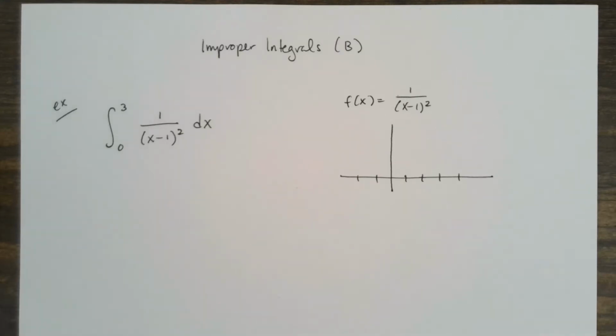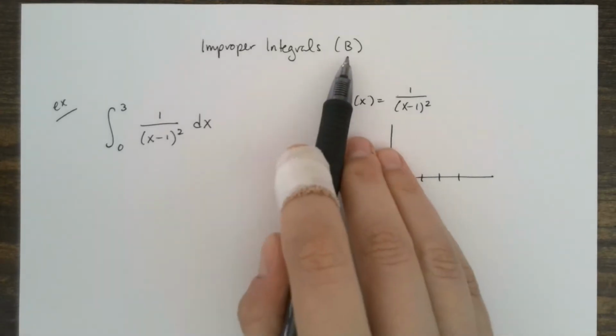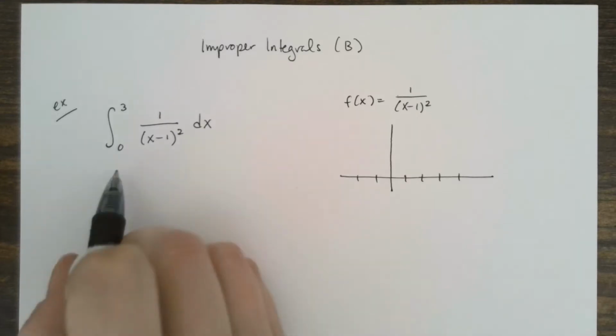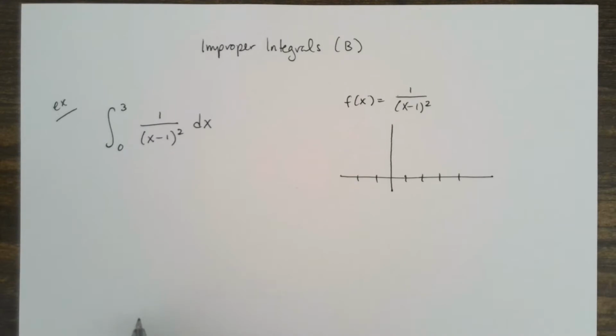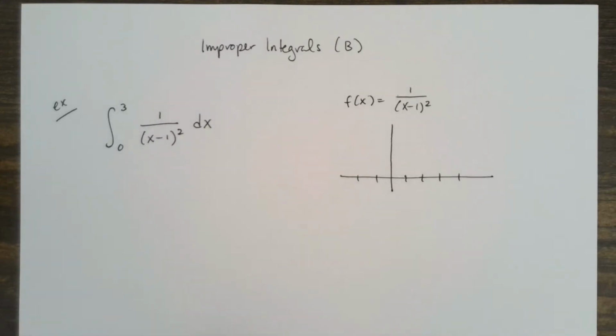Let's talk about improper integrals. In this video, we're talking about the second type of improper integrals, so we're in part V, and these are the sneakier ones. You can see here the example that we're going to do in the video. I have the integral from 0 to 3 of 1 over (x minus 1) squared.